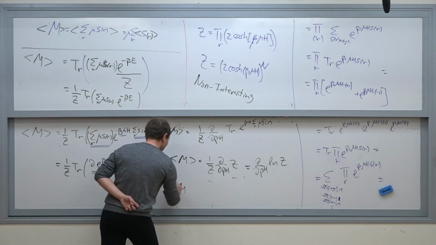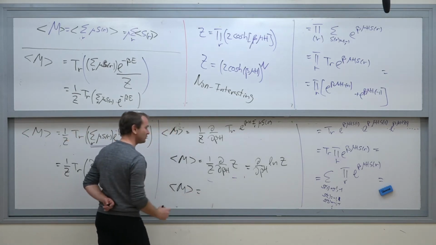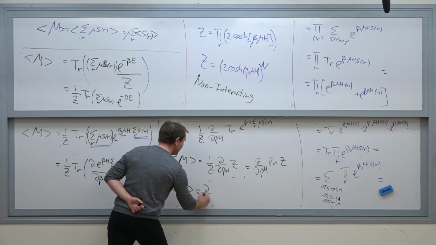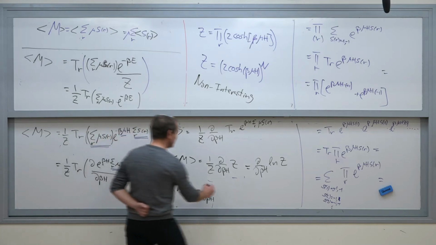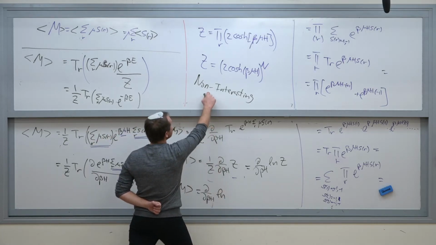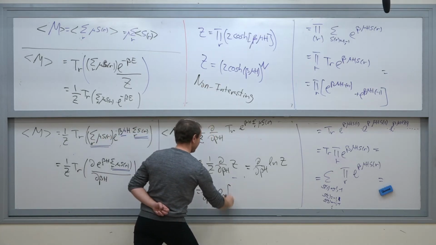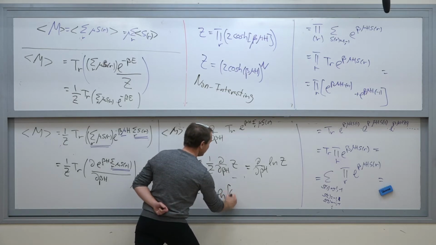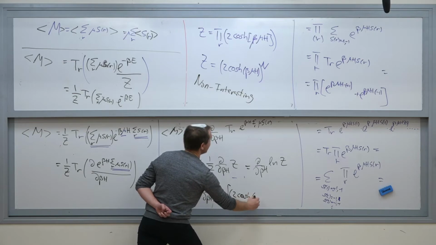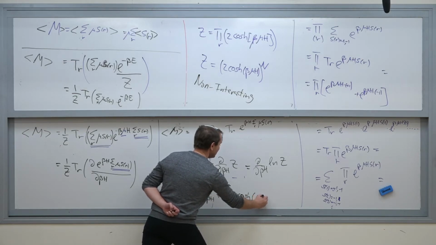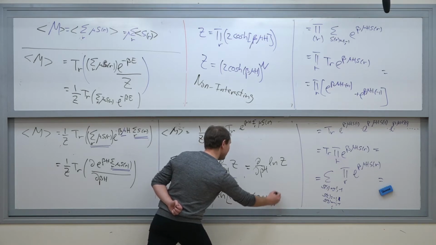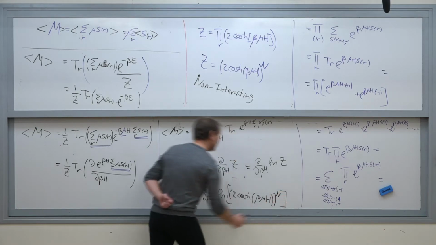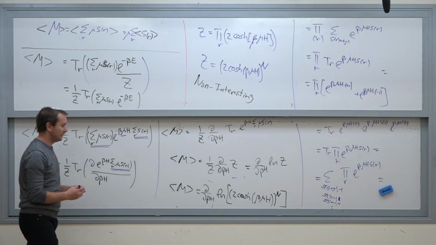Let's write down what we have. So for the non-interacting picture, it's d over d beta h of log of Z, and Z is 2 hyperbolic cosine of beta mu h, to the power of n, and I close my parentheses. Right?